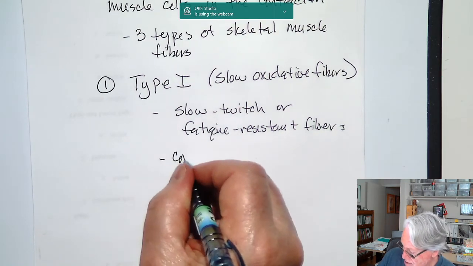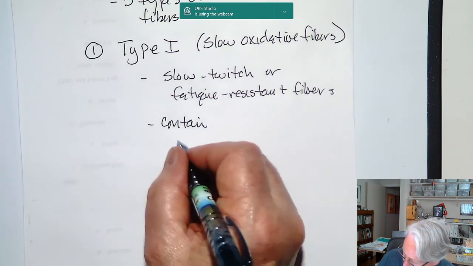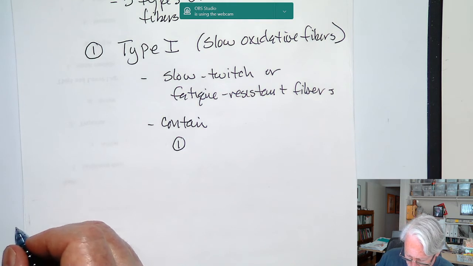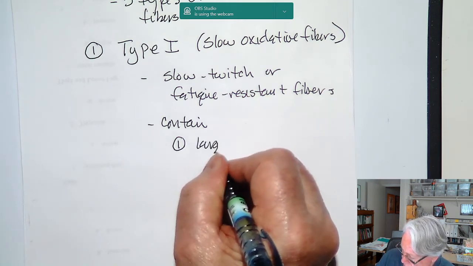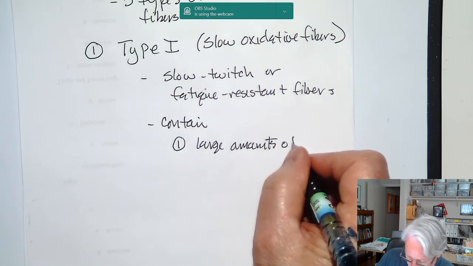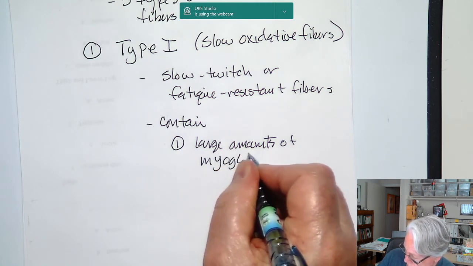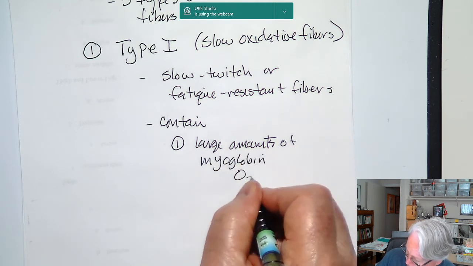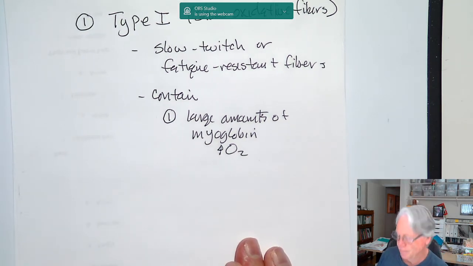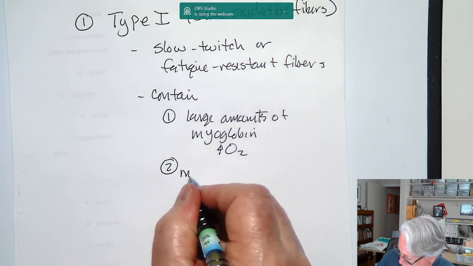And they contain the following components. Number 1, large amounts of myoglobin. So we've got a lot of oxygen, high concentration of oxygen in these muscles. Number 2, many mitochondria.